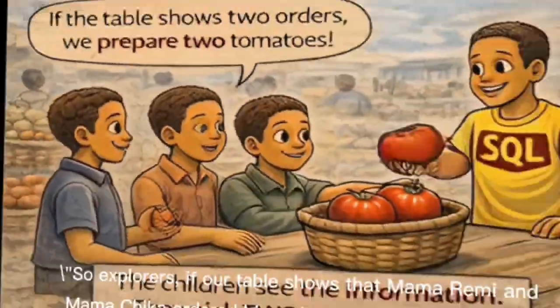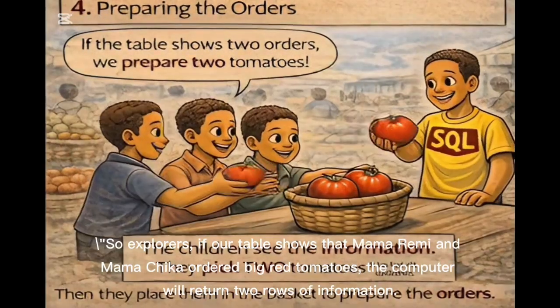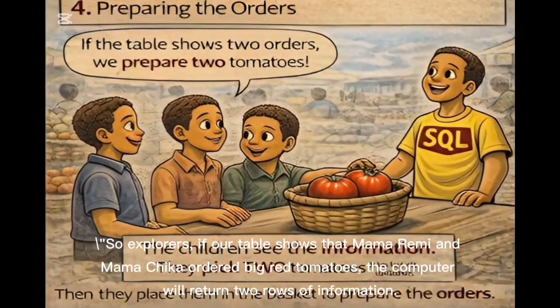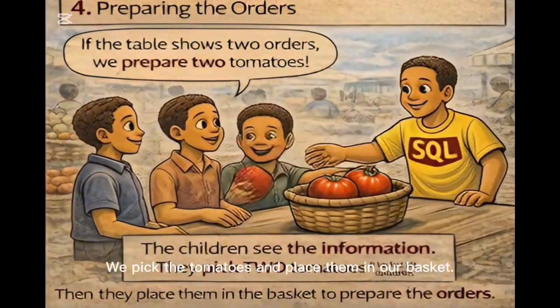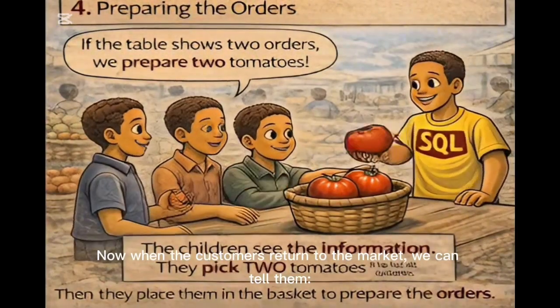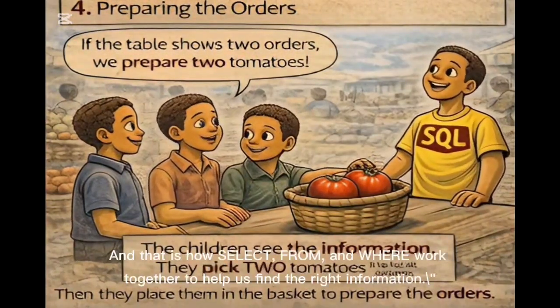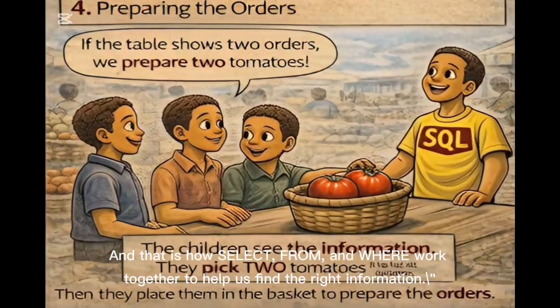So explorers, if our table shows that Mama Remy and Mama Chica ordered big red tomatoes, the computer will return 2 rows of information. That means we should prepare 2 tomatoes. We pick the tomatoes and place them in our basket. Now when the customers return to the market, we can tell them, "Your orders are ready." And that is how select, from, and where work together to help us find the right information.